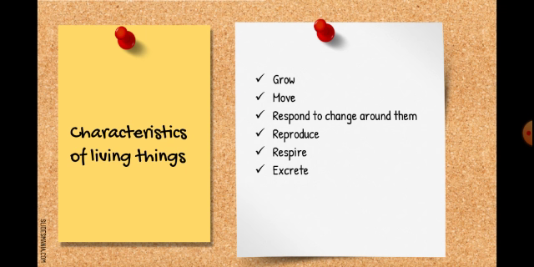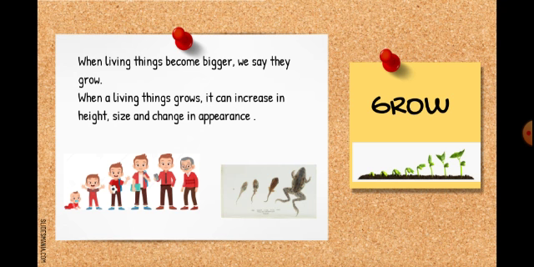The characteristics of living things: they grow, move, respond to change around them, reproduce, respire, and excrete. Okay, I will explain one by one. Living things can grow. When living things become bigger, we say they grow.